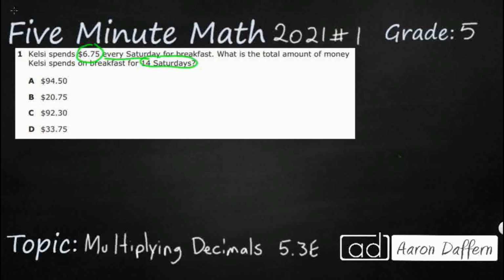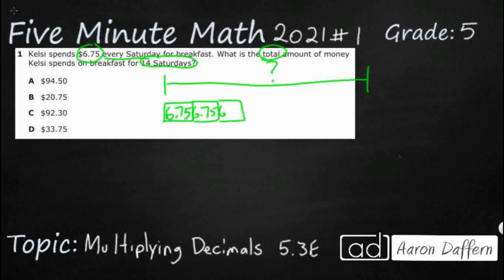So let's draw a little strip diagram to make sure we understand. We're looking for our total. What is the total? And we need $6.75 for breakfast, and we need to do 14 of them. So we need 14 groups, and I'm not going to draw all the way to 14. I'm just going to represent this and say it's times 14. So 14 times 6.75, so that sounds like that's going to be multiplication.